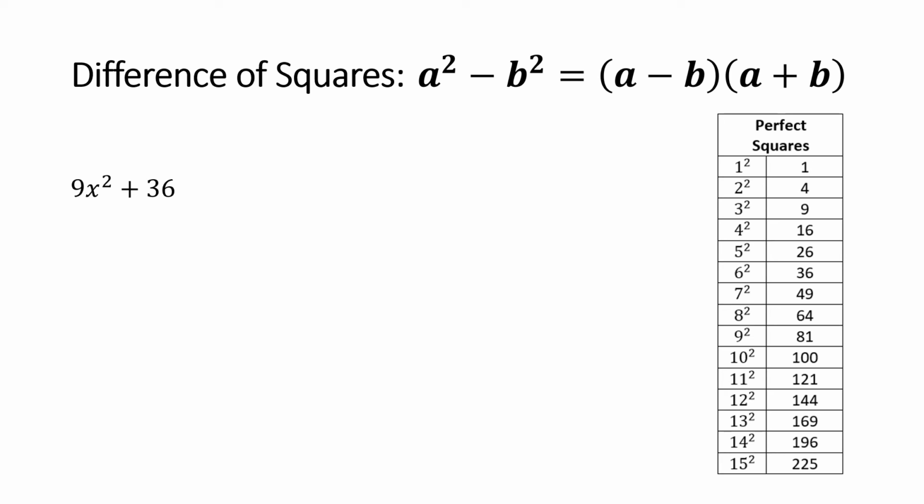Our last example, we have 9x squared plus 36. We recognize that 9x squared is a perfect square because 3 squared is 9. We also recognize that 36 is a perfect square because 6 squared is 36. However, remember that the formula is called difference of squares. It only works if you have subtraction in the middle. This one has addition, so you cannot use difference of squares.